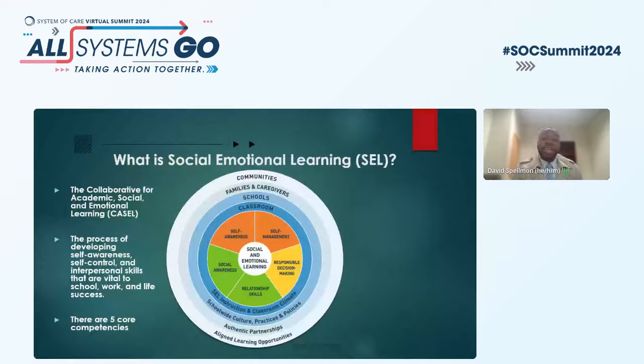Right here, what you see is what we traditionally call the CASEL 5. If you're unfamiliar, the Collaborative for Academic, Social, and Emotional Learning, hence CASEL, and the 5 comes from the 5 core competencies of SEL. Clockwise: self-awareness, self-management, responsible decision-making, relationship skills, and then social awareness. And typically, I work in K-12.